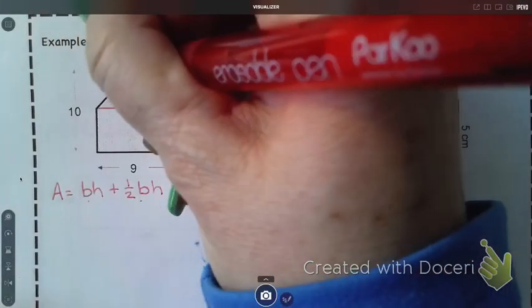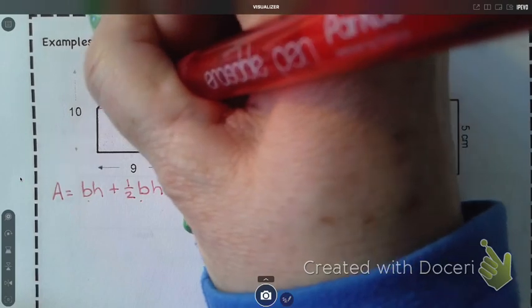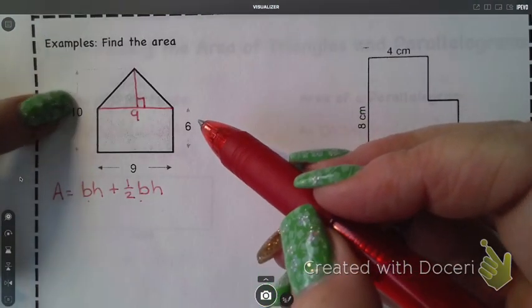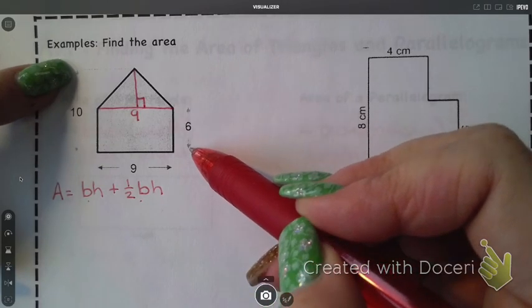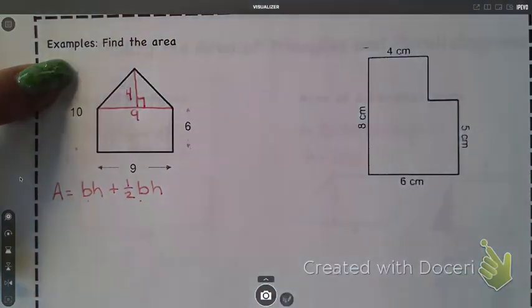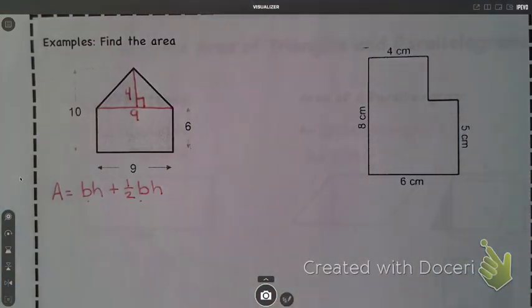But I also need the height, don't I? 4. How did you get 4? Take 10 minus 6. You took 10, which is the height of the whole thing, and 6, which is the height of the rectangle, and 10 minus 6 is 4. Good job, guys. So now do I have everything I need?